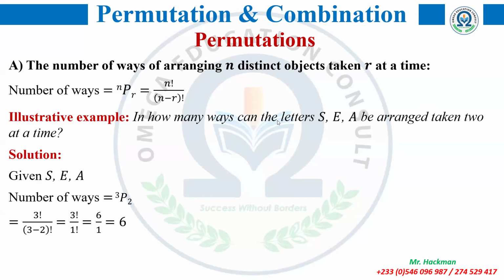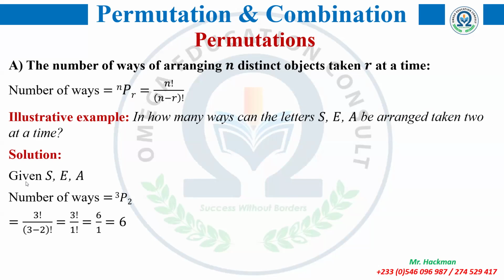In how many ways can the letters S, E, A be arranged, taking two at a time? First of all, let's check: the letters that we have here, which are our objects, are they distinct? Are they different letters? Yes, they are distinct. And we are looking at arrange, so we are supposed to arrange these, taking two at a time. If you count, n will be the number of objects: 1, 2, 3. Our distinct objects here are 3.